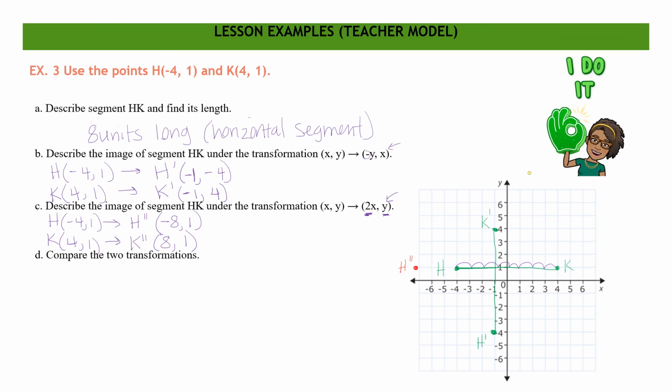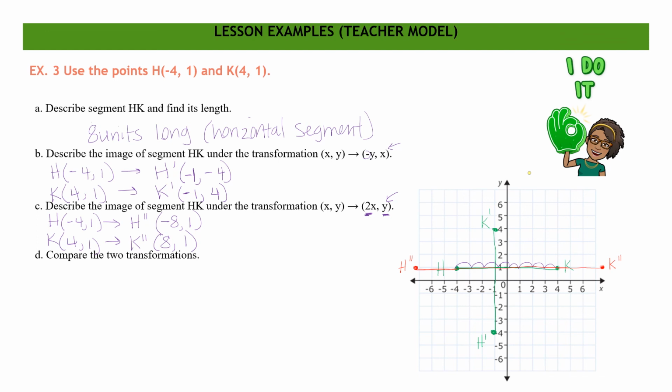Okay, and then we have K. So K means that I'm going to go to the right 8 and 1 up. So K is going to be somewhere around here, and that's K double prime. And as you can see, it actually extended our original pre-image line segment. Okay, so let's go into the comparison.